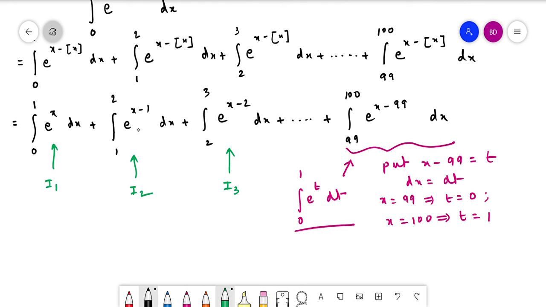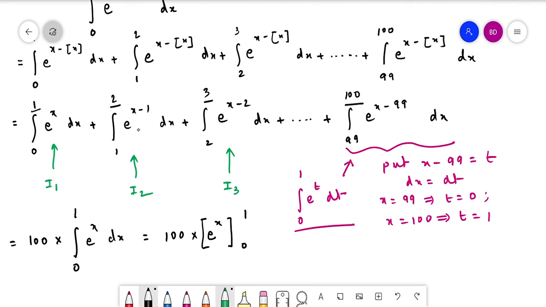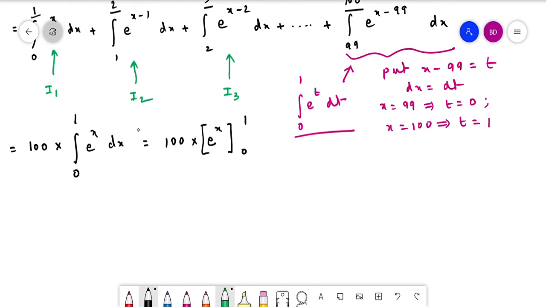So ultimately what happens is, now you can see here this is 1, this is 2, this is 3, and this is 100. So how many terms are there? So naturally there are 100 such terms. So the whole thing boils down to 100 times the integration from 0 to 1 of e to the power x dx. So you see how simple and beautiful this is. So it becomes 100 times e to the power x, with limits from 0 to 1. So now if you just calculate, you will get 100 times (e minus 1). So this is the answer.